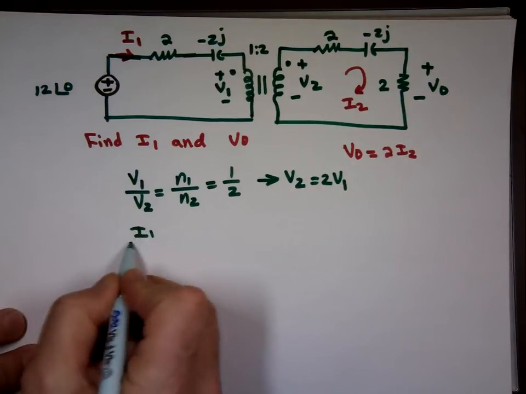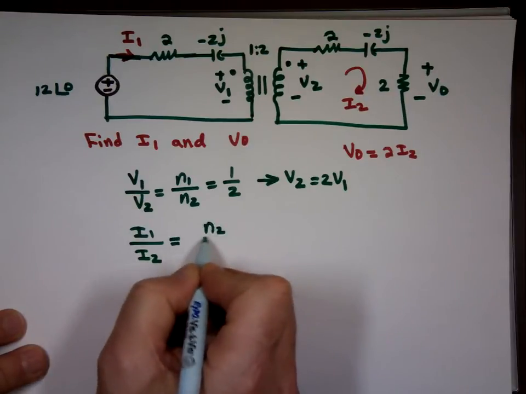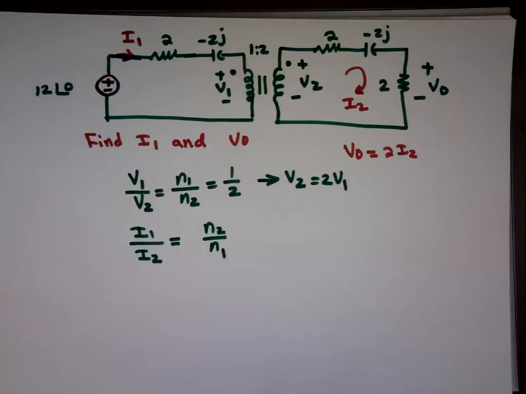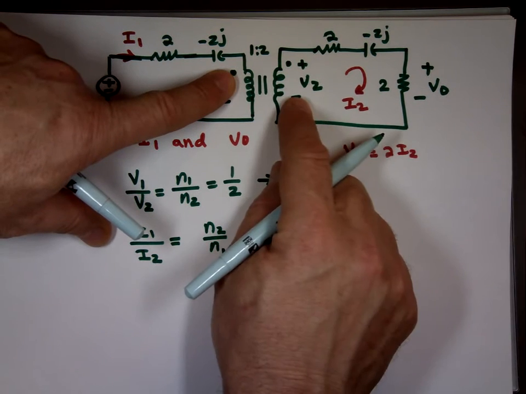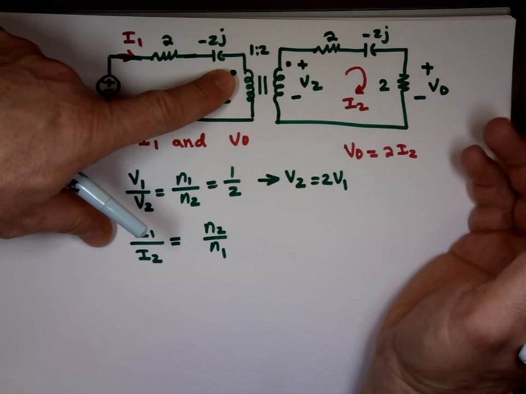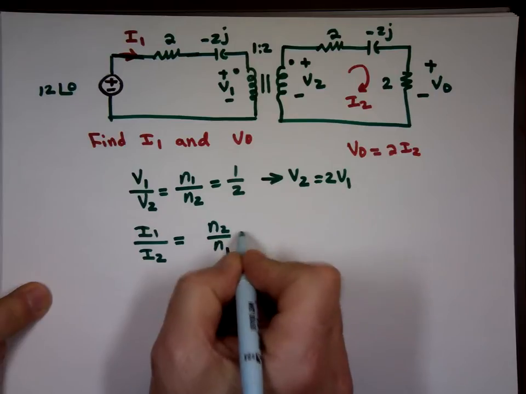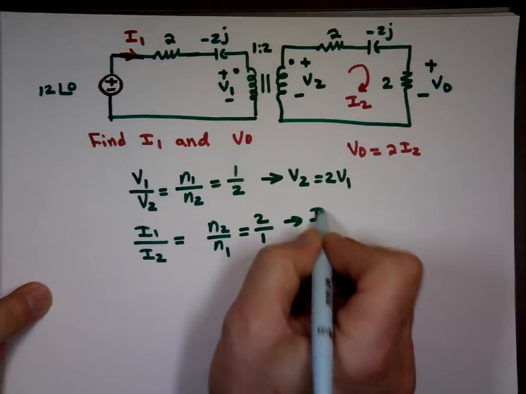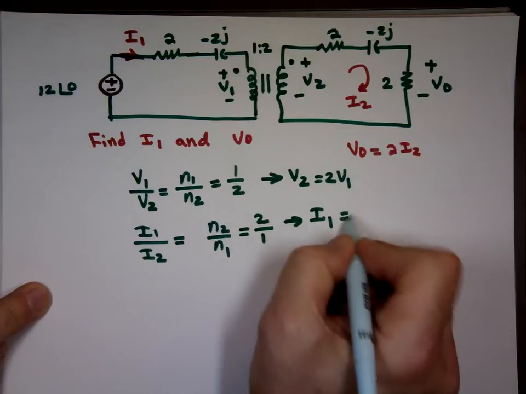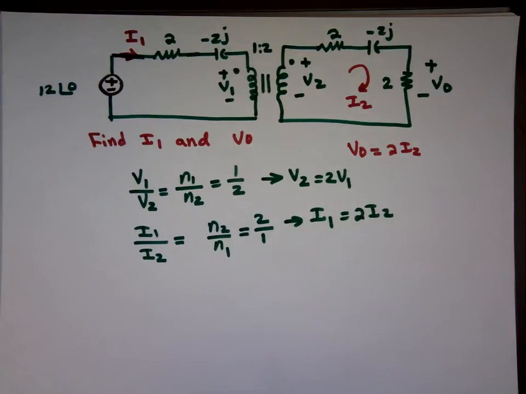I1 to I sub 2, it's N2 to N1, but the question is, is it positive or negative? It's positive. If one enters the dot, the other one enters the non-dot. If they both enter the dot, it's a negative. You remember that from before. So since this is backward, that's also a plus, which in this case would be N2, 2 over 1. That tells me I sub 1, cross multiply, equals 2 I sub 2. So there are my first 2 equations, right here.